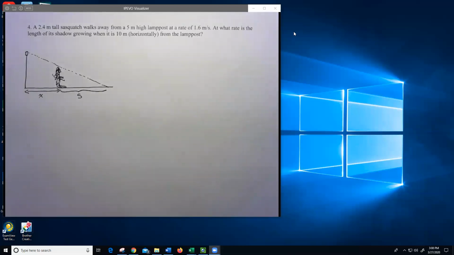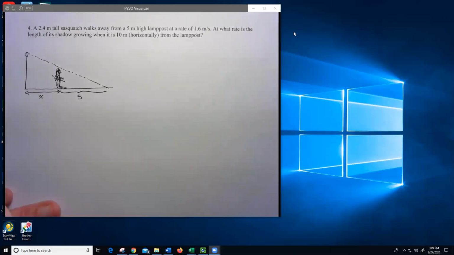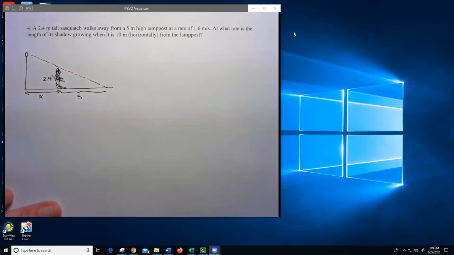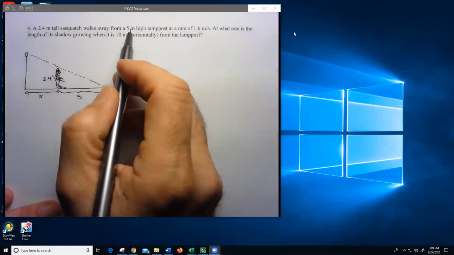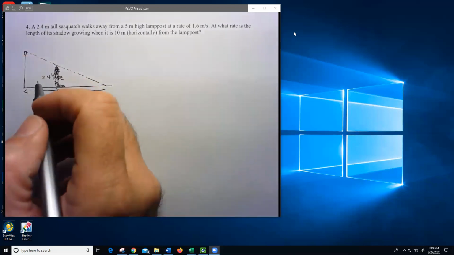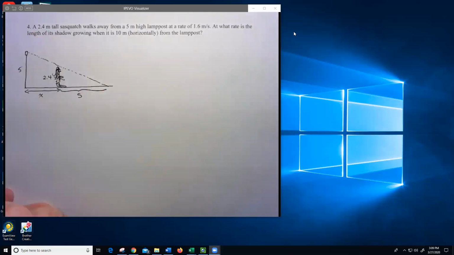And I see a very interesting suggestion. So before I take a look at this suggestion, let's take a look at some of these numbers here. Can I put the 2.4 meters into my diagram? Yeah, because the Sasquatch, we're going to assume, doesn't change height throughout this process. So I have this as 2.4 meters. Can I put the 5 meters into my diagram? Yes, again, very good, because this pole is not changing height, okay.